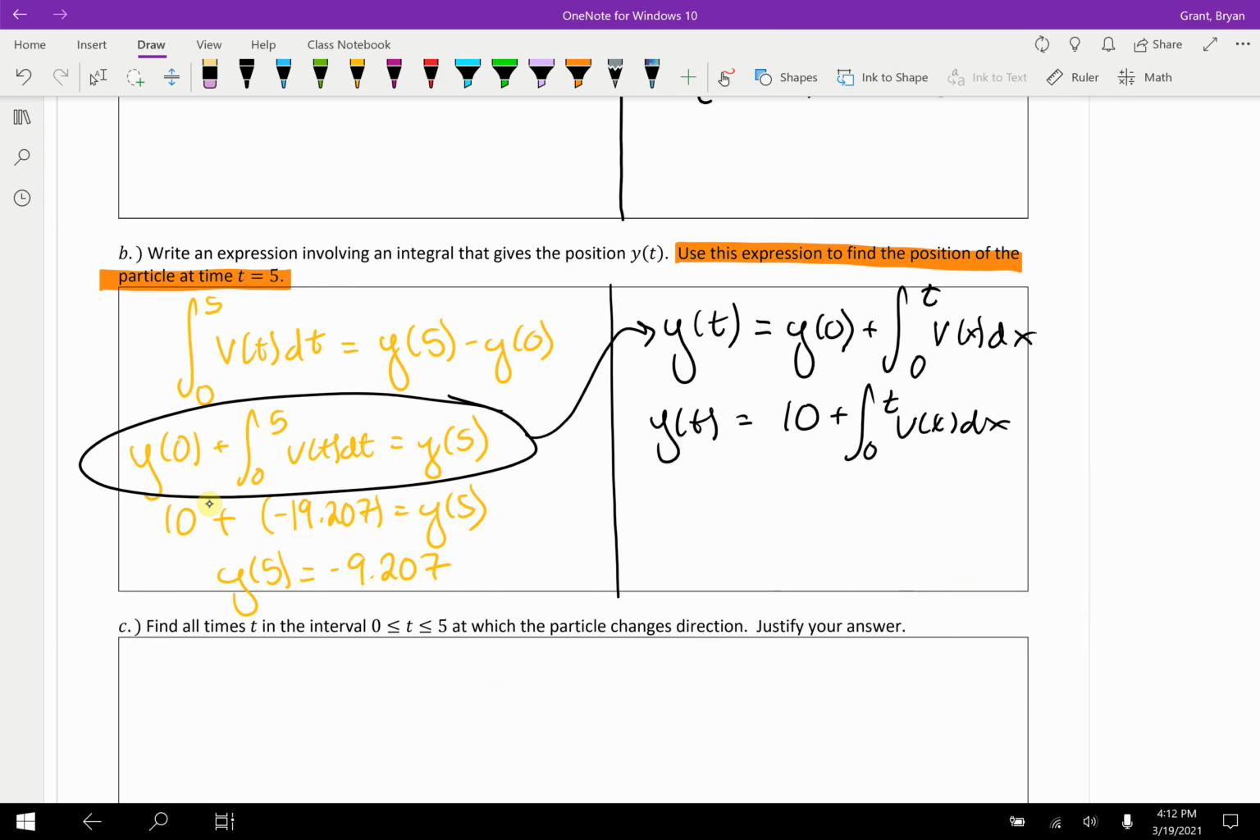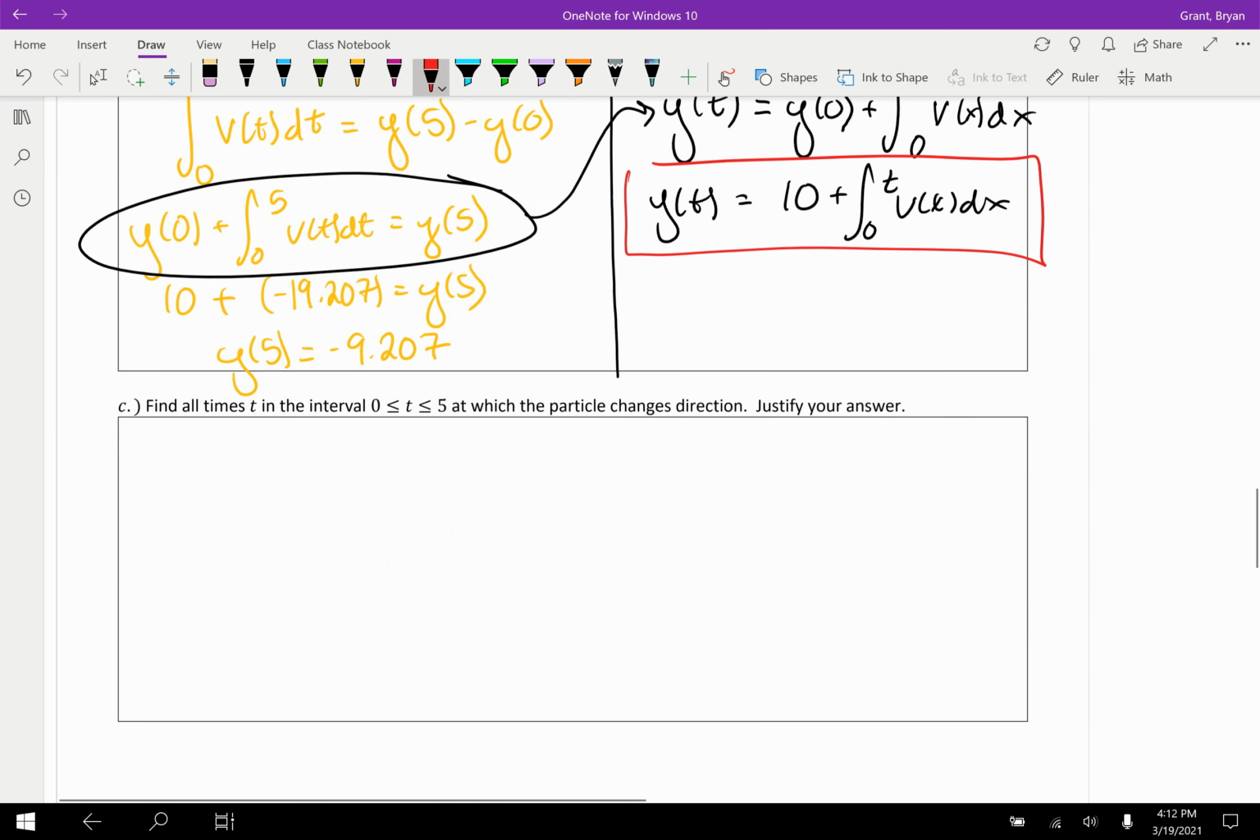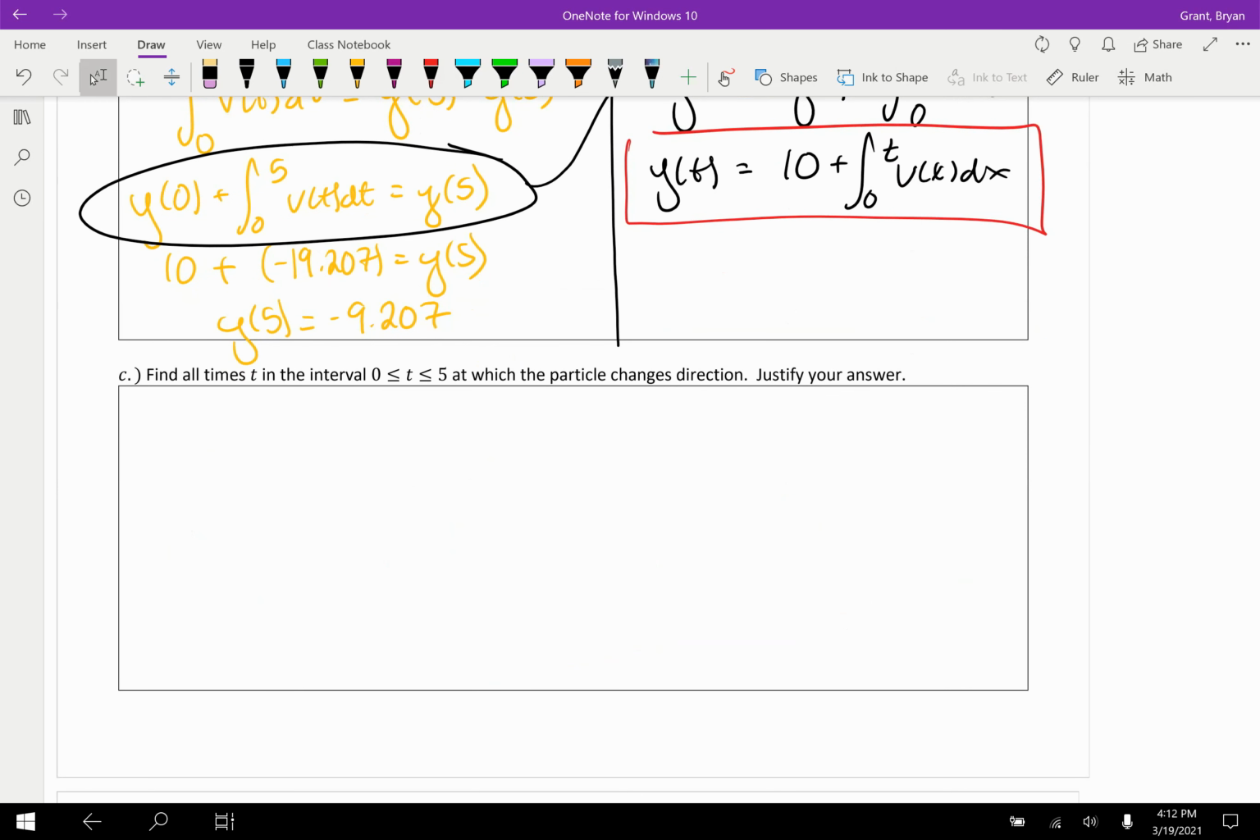So by working backwards, we were able to come up with this nice equation or expression, and I think we're set. Part C: find all times t at which the particle changes direction from 0 to 5, and justify your answer. We did something like this before.